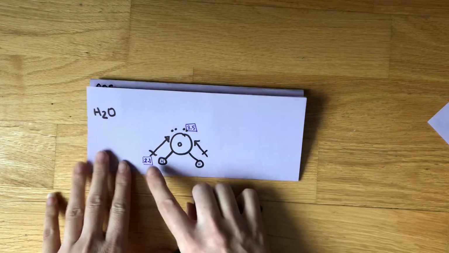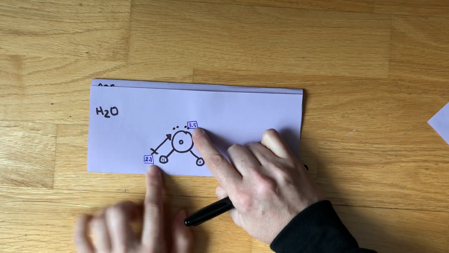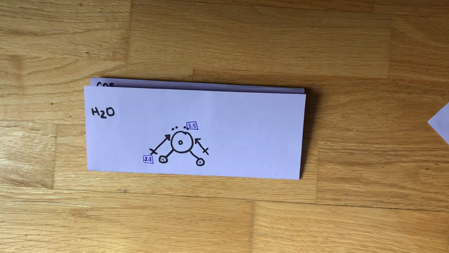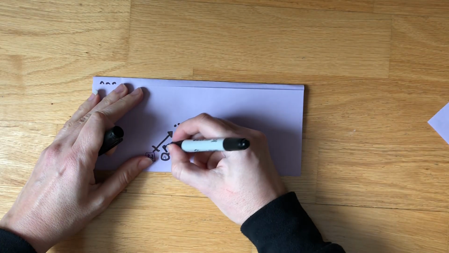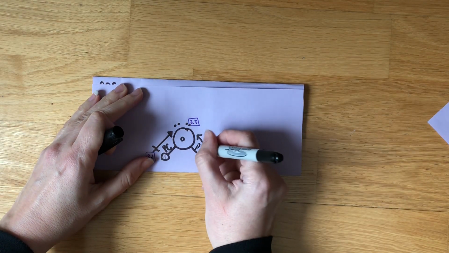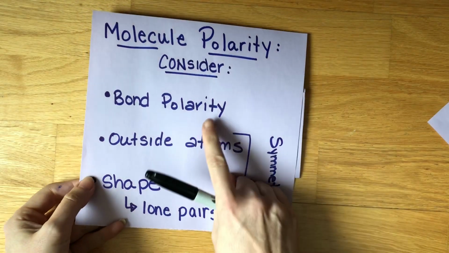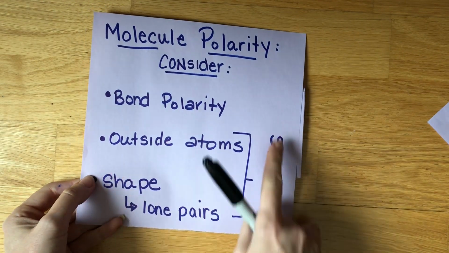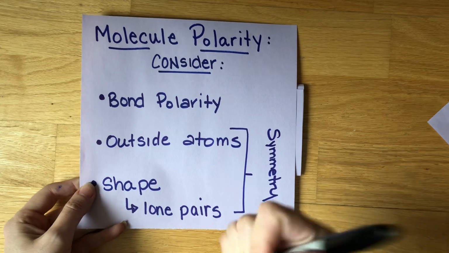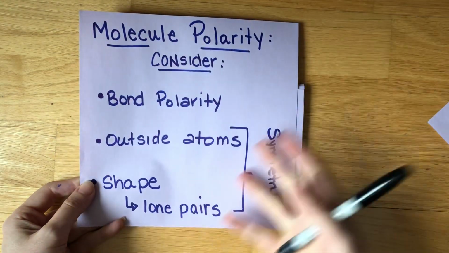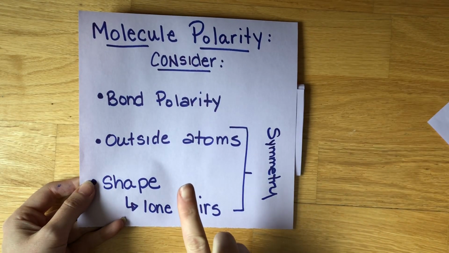So I went ahead and calculated this, or I can actually just look at this 3.5 and 2.1, and when I subtract them, there's going to be a substantial difference, which means then these bonds here are polar covalent. So I'm going to write polar covalent, polar covalent. Okay, so I have polar covalent bonds. That's one thing to consider, right? So here we are. The next thing I want to consider is, is there symmetry? So first of all, my bonds are polar, which is a good indication that I might be a polar molecule, but it's not the only thing I consider.